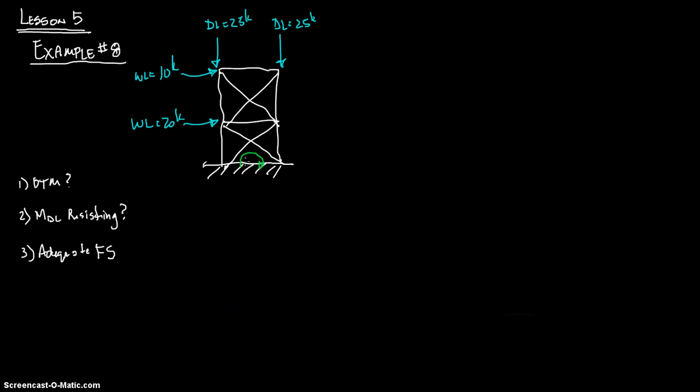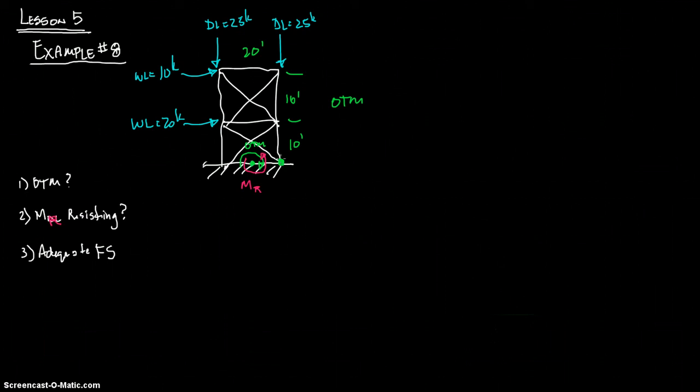Let's see if I can move it over slightly. So I'll change back to green. We'll call this the OTM, and the pink will be the moment resisting, MR. Alright, let's find out what our overturning moment equals. You could sum the moment about this point in the middle. I didn't put the dimensions on here, so let's do that. Here to here is 10 foot. This is 10 foot, so the entire thing is 20 foot, and between here and here is 20 foot as well.